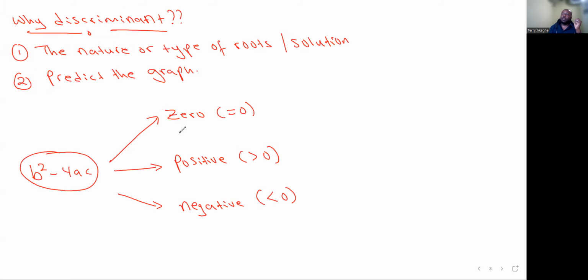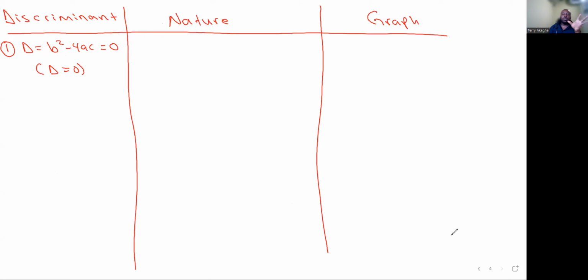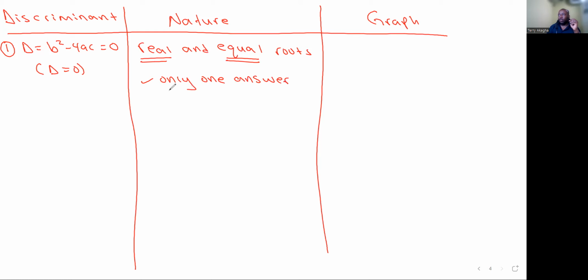Remember I told you the first thing, it could be 0, it could be greater than 0, it could be less than 0. When you solve, we'll start solving very soon in the next video, and you find out that your D is equal to 0, it means that you're going to have real and equal roots. The key thing is that it's going to be real and equal roots. So what happens here is that you have only one answer, only one answer twice. When you solve it, you have only one answer twice.